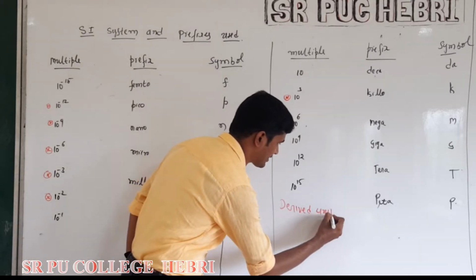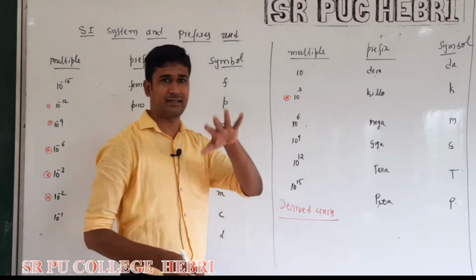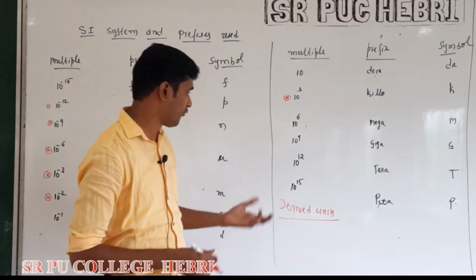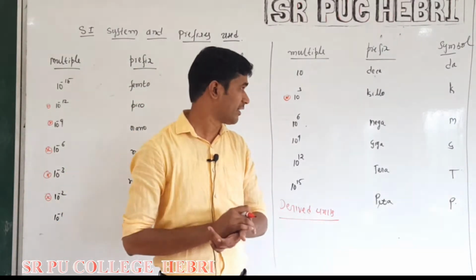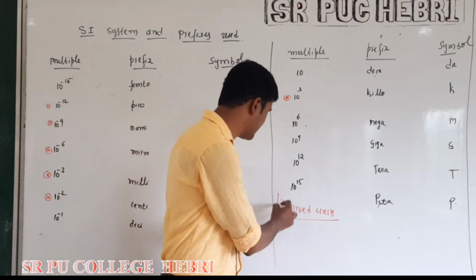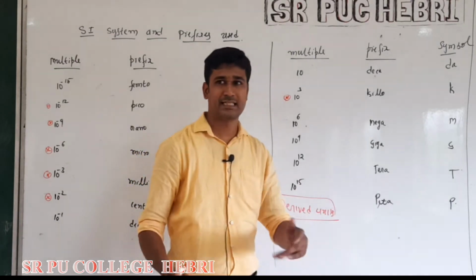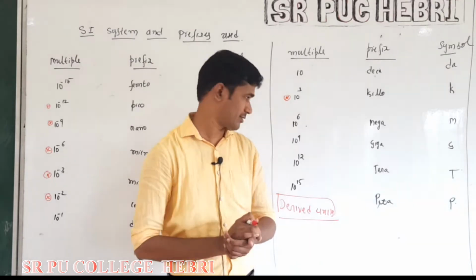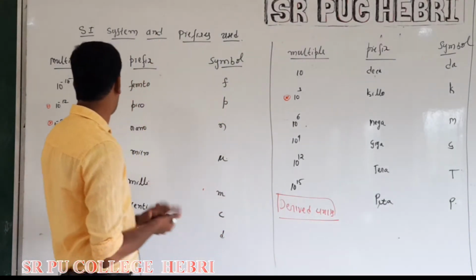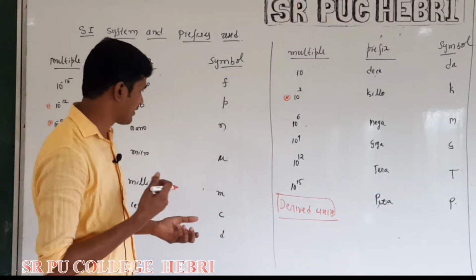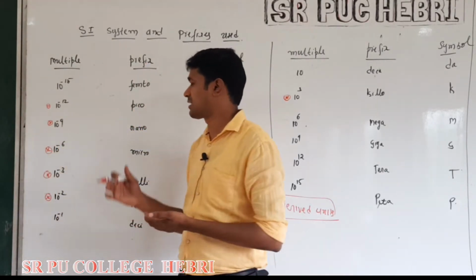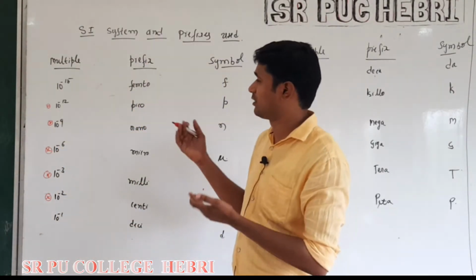There are many units which are not included in that list, like unit of volume, unit of density and all, they are not given. So, such units are known as derived units, which are derived from those 7 fundamental or basic units. Now, we have to convert different units into SI system of units, the international system of units. How do you convert those units?